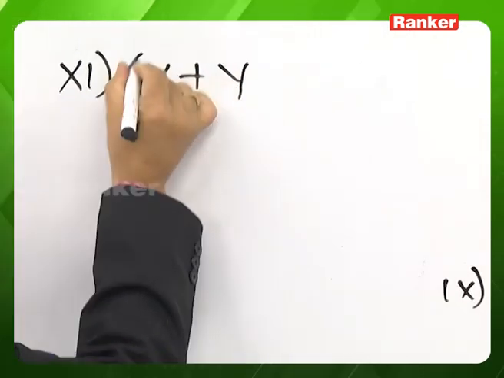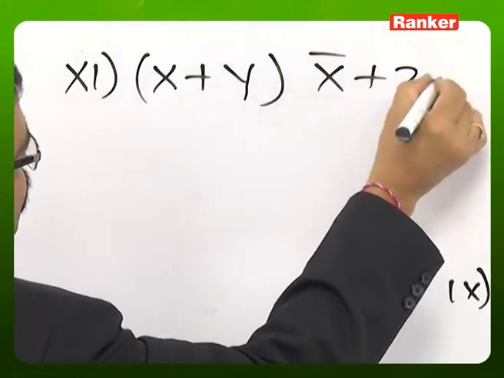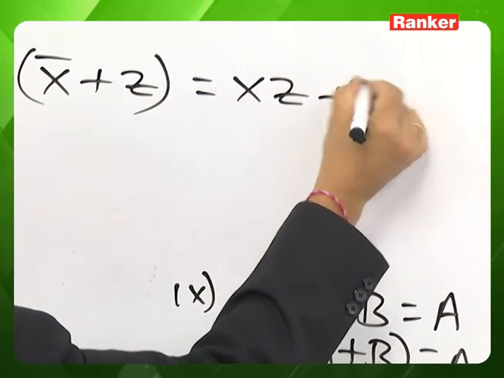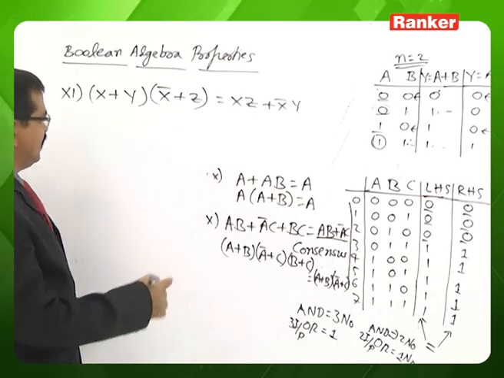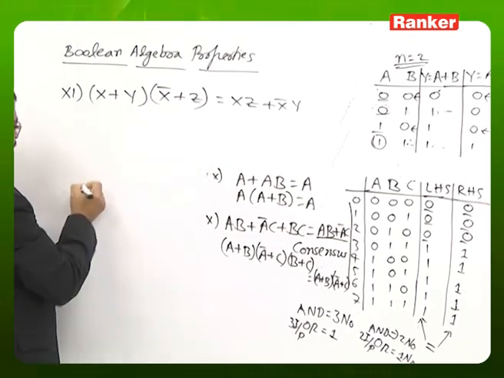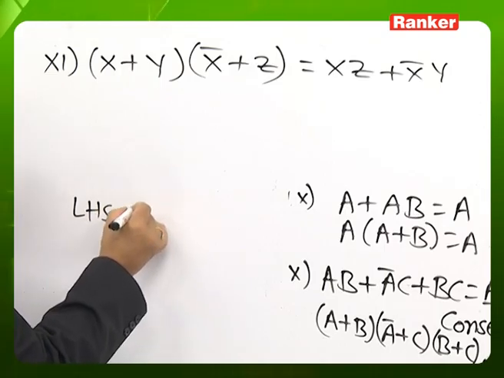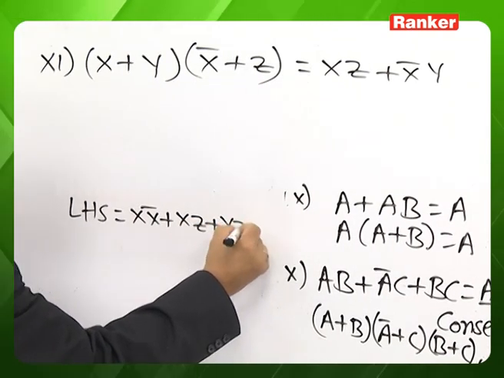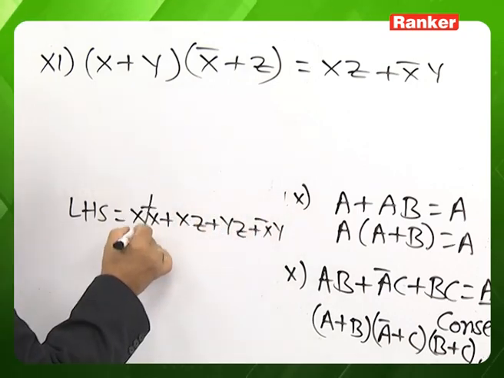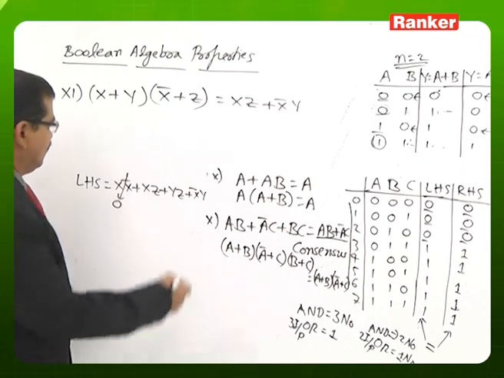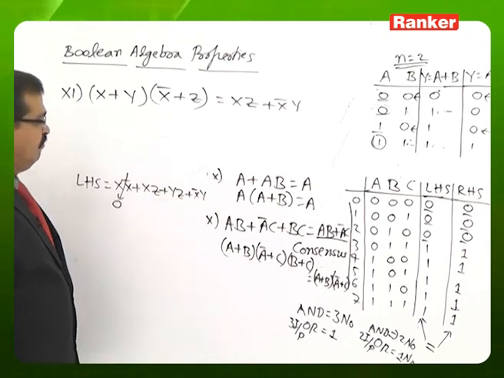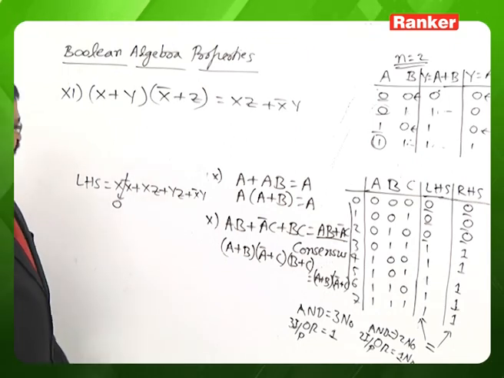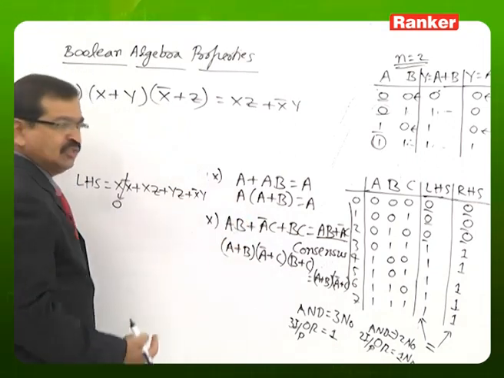The next property is X or Y and with X complement or Z, which is equal to XZ or with X bar Y. We can prove this relation using the consensus property and a few other earlier properties. If we expand the LHS expression, we get X complement or with XZ or with YZ or with X bar Y. Using the fourth property, X complement is 0, and among these three terms we have the possibility to use this consensus property.